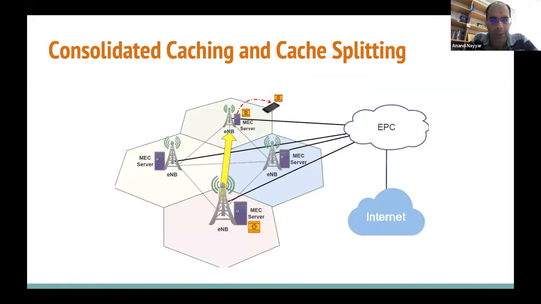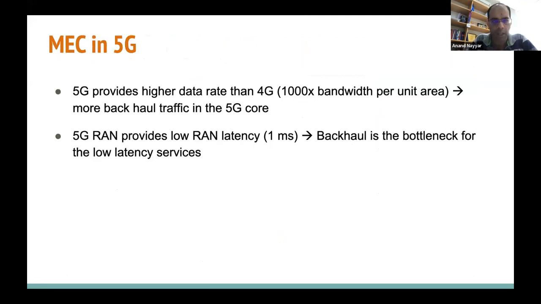Okay. And this is one of the areas where you can do your research regarding how to improve consolidated caching and cache splitting. So the 4G cellular-based network can become better and better with MECs and, of course, with EPCs. And this is where you can see one of the most important things: how MEC is there in 5G.